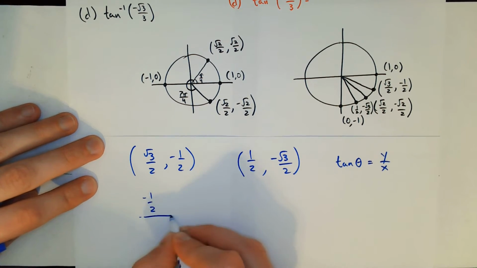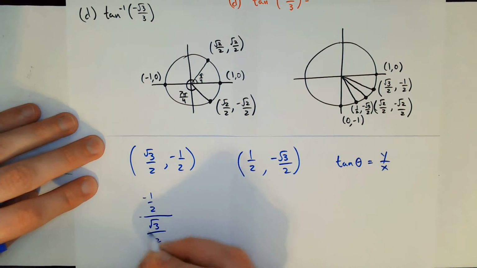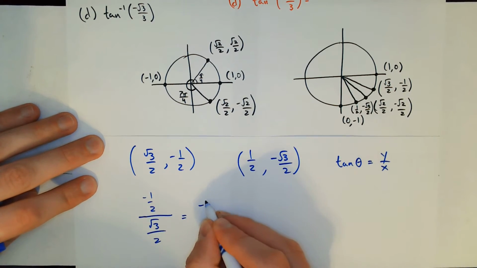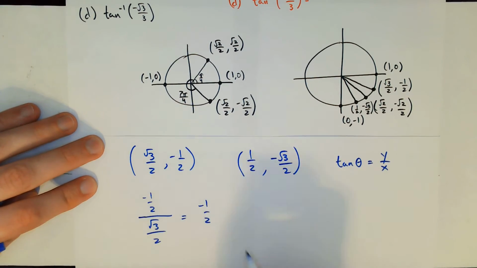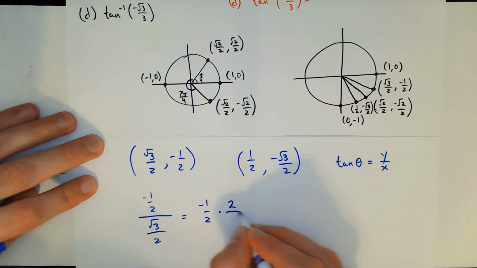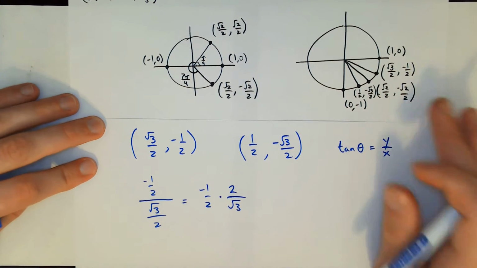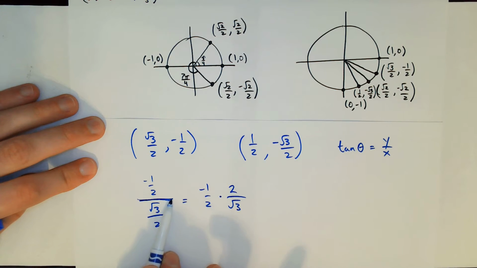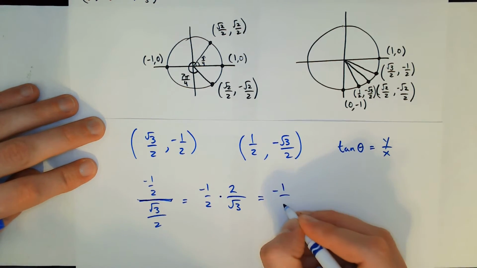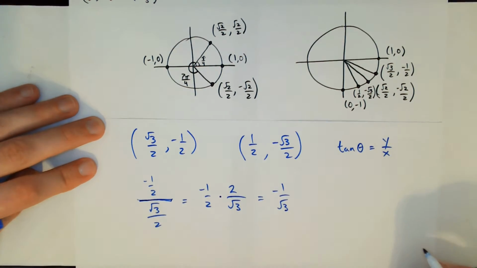Negative 1/2 over square root of 3 over 2 is the same as negative 1, so I'm doing this one first. Negative 1/2 times 2 over square root of 3. So hopefully you see what happens. You're just changing this division symbol to a multiplication and taking the reciprocal of that bottom fraction. So I'm getting negative 1 over square root of 3.